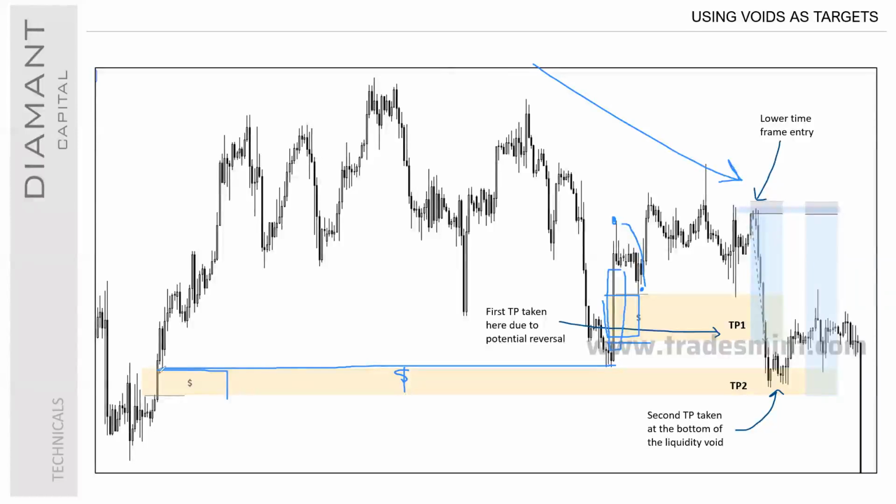Because of market structure, we saw, okay, yes, we're in a downtrend. We've still got this void right here. So potentially we can take price even further. So what I would do is when I have this entry, I would put it in 2 bits.